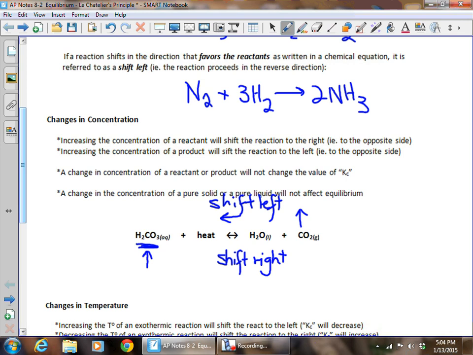If we change the concentration of a product or reactant, though, we're not going to change Kc. We only affect Kc by changing temperature. Only temperature affects Kc, the equilibrium constant.